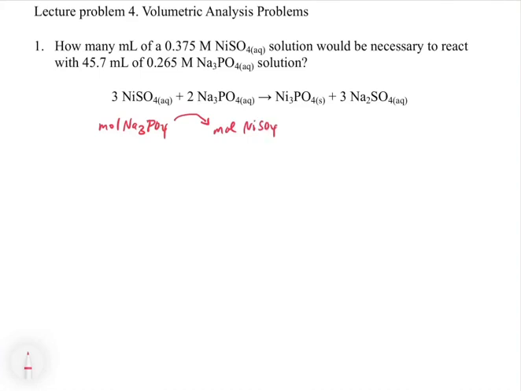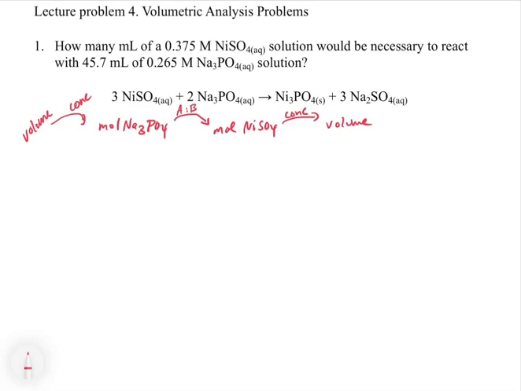Then from moles of sodium phosphate, we have to get to moles of the nickel sulfate. To get to moles of the sodium phosphate, we're going to take the volume that's given, and we're going to use the concentration. That's going to be our unit conversion to get us to moles. Once we have the moles, we can use our mole-to-mole ratio, and then finally we can get back out to the volume that we need using the concentration of the nickel sulfate solution. So this is what we mean by using solutions in stoichiometry.